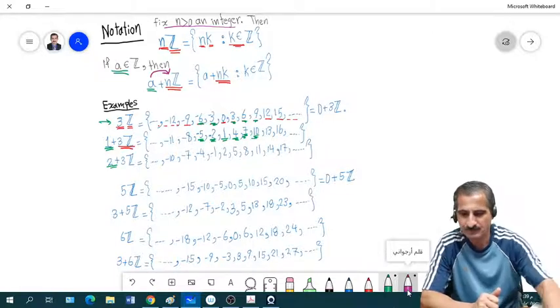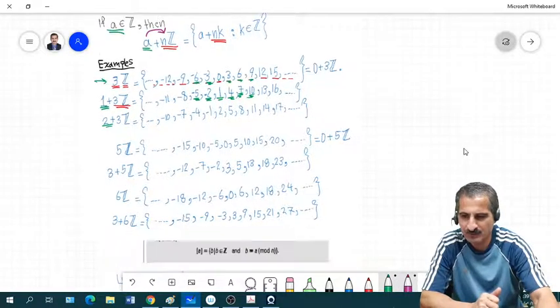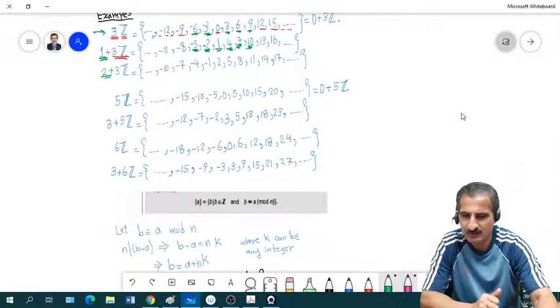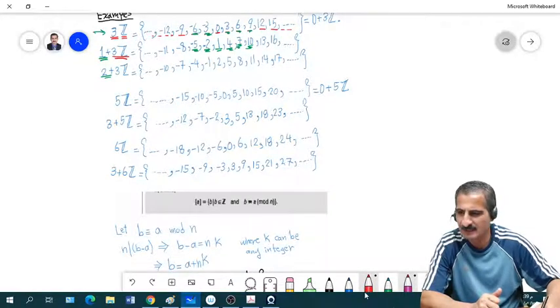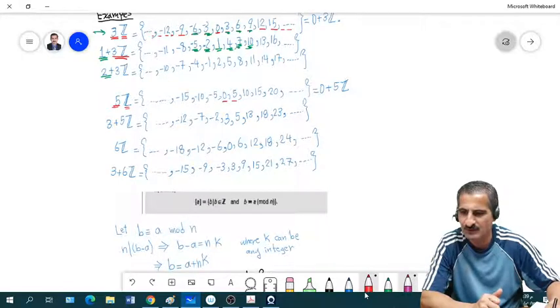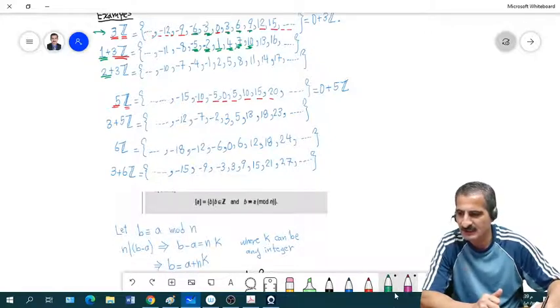Okay? Now, I wanted to present more examples so that you have the feel of this notation. Now 5z here means we will multiply 5 with all integers. So multiply 5 with 0, with 1, with 2, with 3, with 4, with negative 1 and negative 2. Now here we say 3 plus 5z. So I will add 3 to this to get 3. Add 3 to this. So we will get 8.